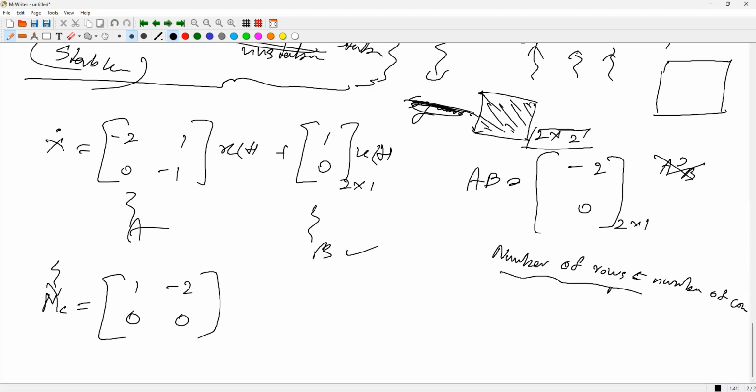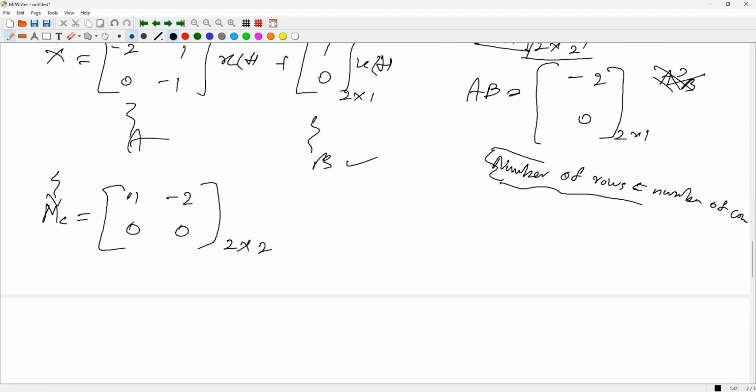As I think, according to my understanding, this should be 2 by 2. This is 2 by 1, so this should be 2 by 2. Then this MC should be non-singular. We can say the determinant of MC equals 0.